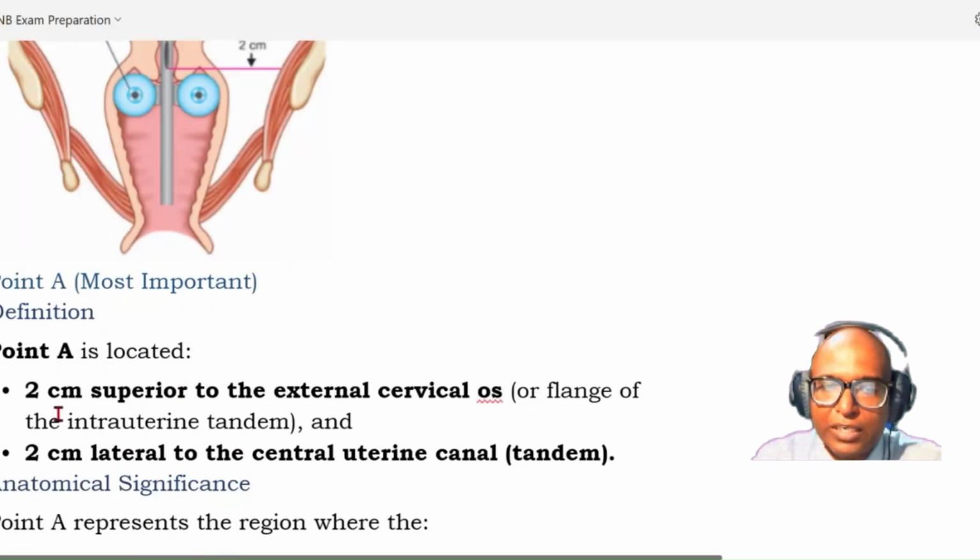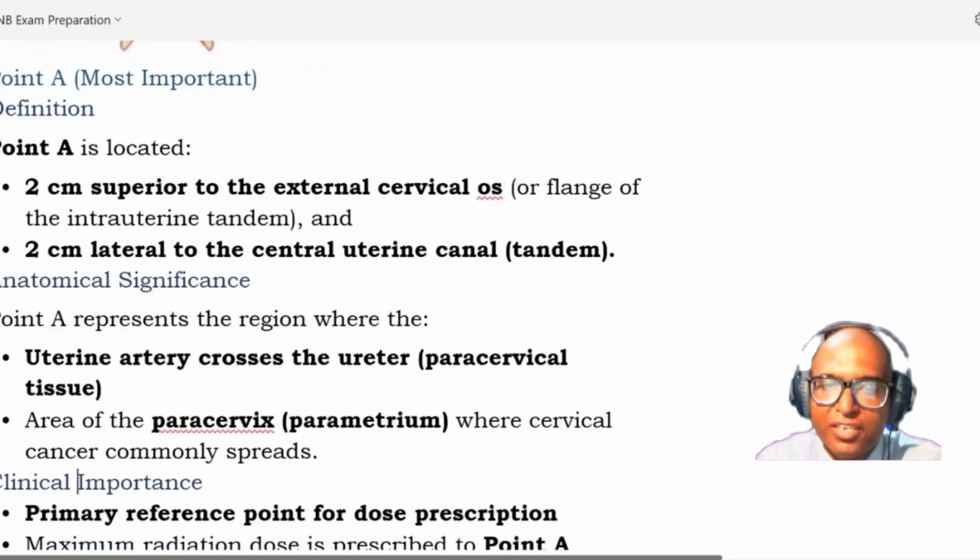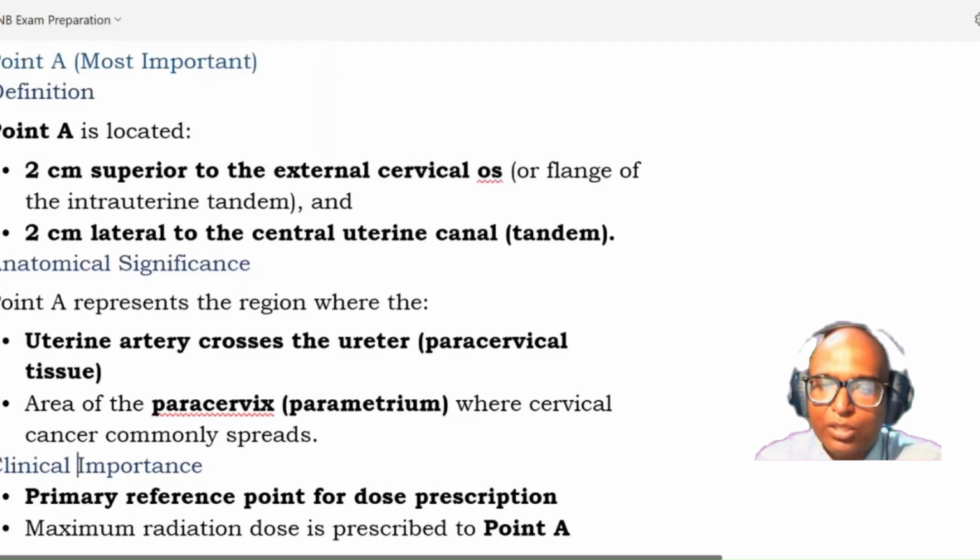So point A is located 2 centimeter superior to the external cervical os or the flange of the intrauterine tandem and 2 centimeter lateral to the central uterine canal. What is the anatomical significance of point A? Point A represents the region where the uterine artery crosses the ureter, that is the paracervical tissue. Area of the paracervix or the parametrium where cervical cancer commonly spreads. So this is the area where the cervical cancer commonly spreads.